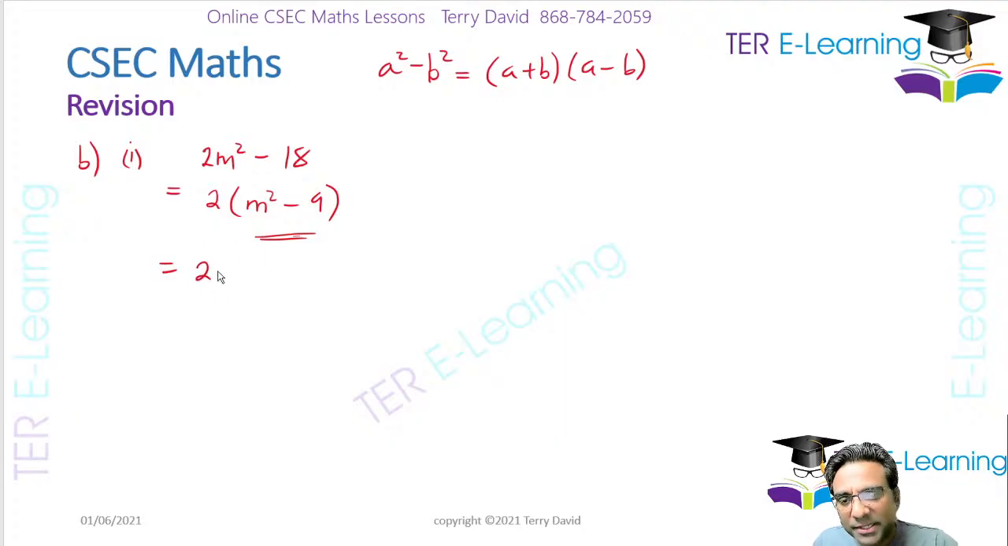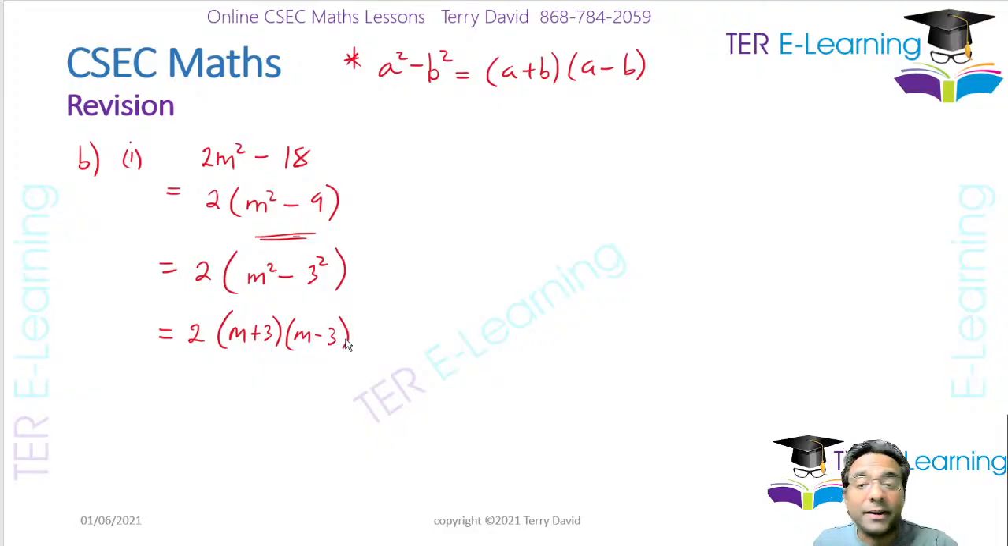So this question requires some further attention. You can't do anything with the 2, so leave it as is. But the m squared minus 9 can be written as m squared minus 3 squared, and that looks like the difference of 2 squares. So therefore, I can write this as 2, open brackets, m plus 3 in one bracket, and then m minus 3 in the second bracket.